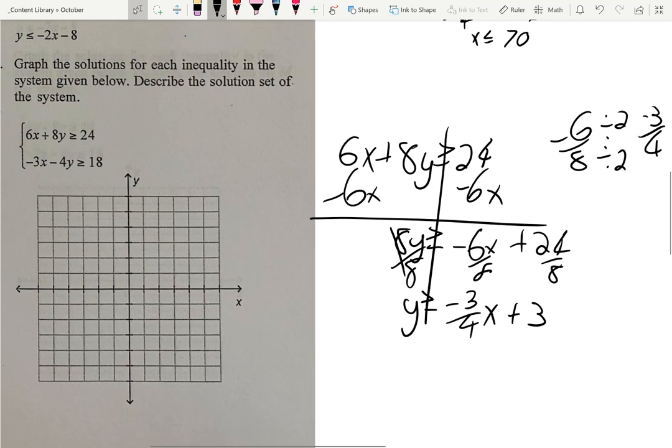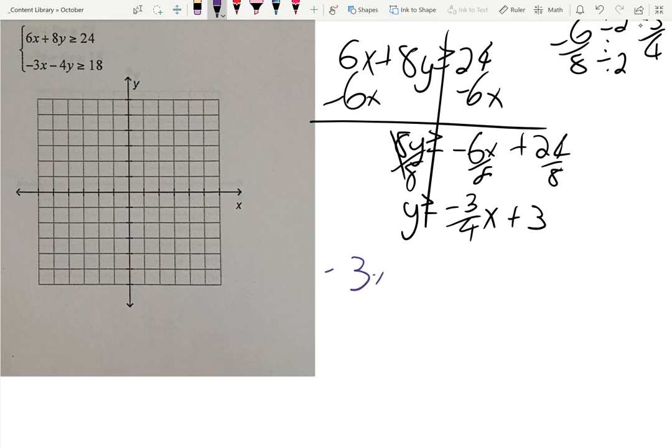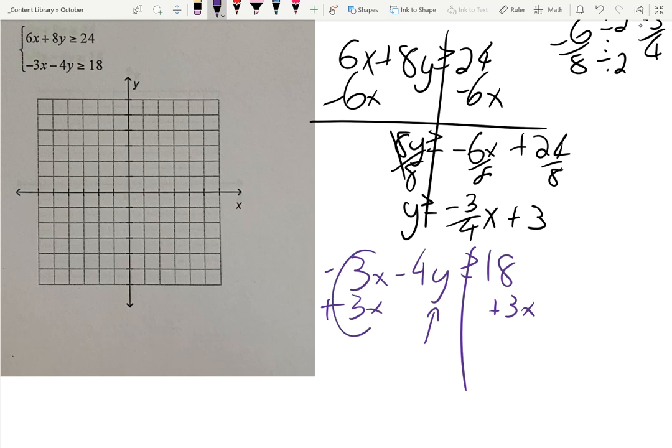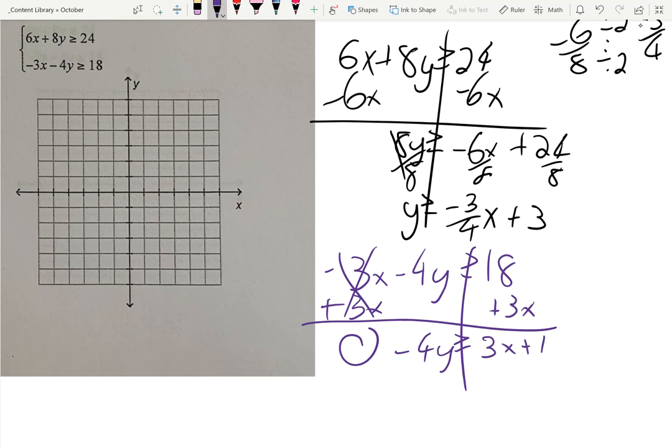However, before I graph it, let me go ahead and rearrange the other inequality, which is negative 3x minus 4y greater than or equal to 18. So do the same process, right? We have to get the y by itself, so we're going to get rid of the negative 3x. We're going to get rid of this negative 4. So first, the negative 3x. We'll cancel it out by adding 3x. Negative 3x plus 3x is 0. Therefore, when I add them up, it'll cancel out. That makes 0 minus 4y greater than or equal to 3x plus 18.